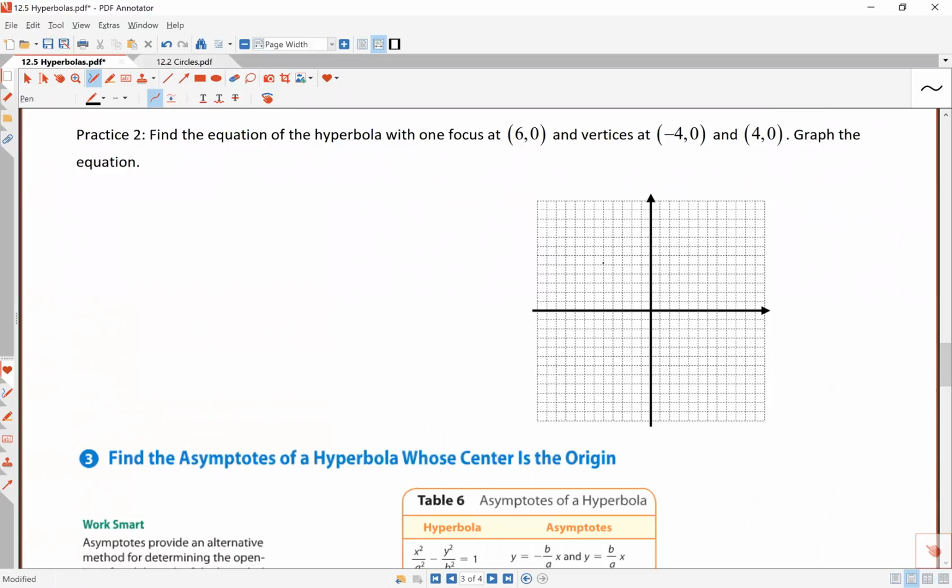Now that you've had a chance to work this out, I'll work this out with you. This time the vertices are on the x-axis, (4, 0) and (-4, 0). The foci are at (6, 0) and the other one is going to be (-6, 0). So we know the graph opens left and right. If the vertices are at (-4, 0) and (4, 0), then the number underneath the x squared has to be 4, so a is equal to 4.